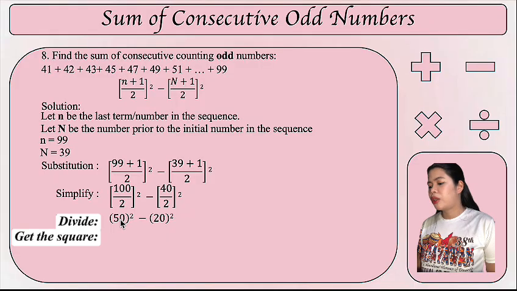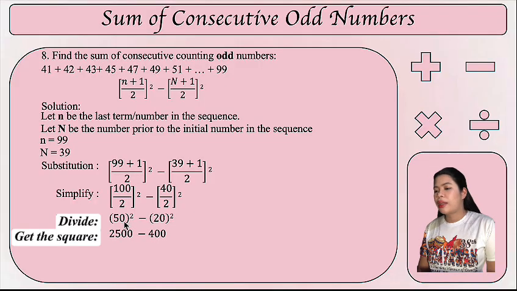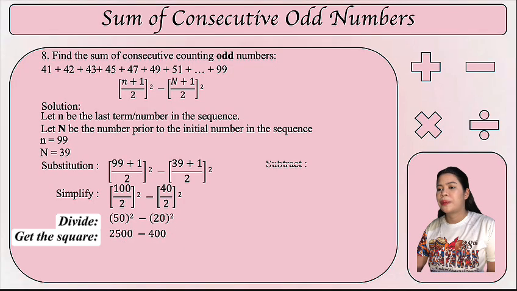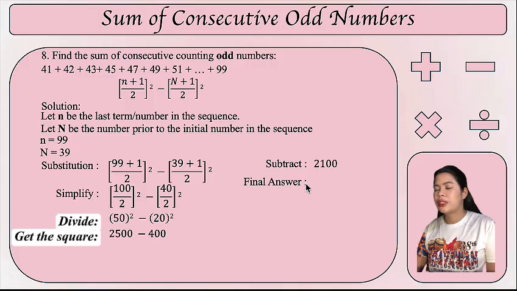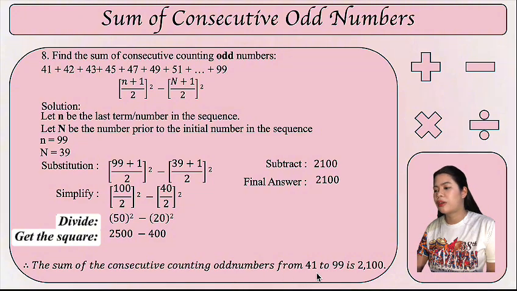So 50 multiplied by 50, we are getting 2,500. 20 multiplied by 20, we're going to get 400. And lastly, we are going to subtract 2,500 minus 400. So we are getting 2,100. So the final answer is 2,100. So therefore, the sum of the consecutive counting odd numbers from 41 to 99 is 2,100.